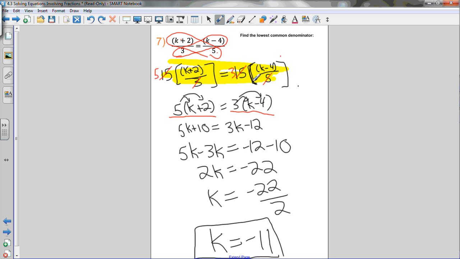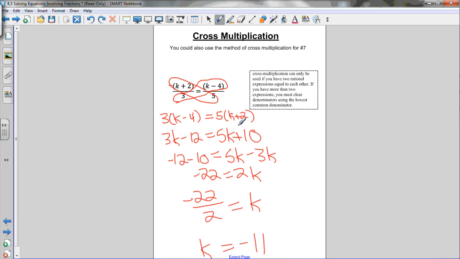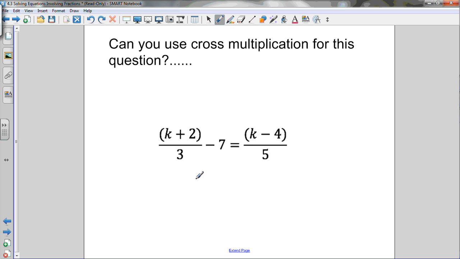We just kind of got to skip this step here. But make sure you only try and use cross multiplication when you have one fraction equal to another fraction and nothing else. Okay? So for example, for this question, I've got a fraction minus 7 equals a fraction. Can you use cross multiplication for this? Hopefully you came up with the answer of no. You cannot use cross multiplication for this question because it is not simply a fraction equals a fraction. We have this other term here that gets in the way. Okay?